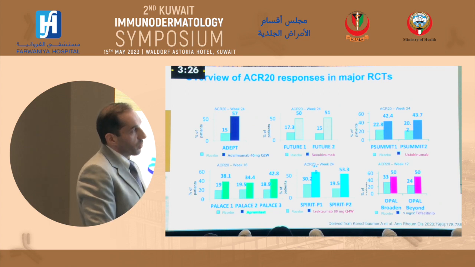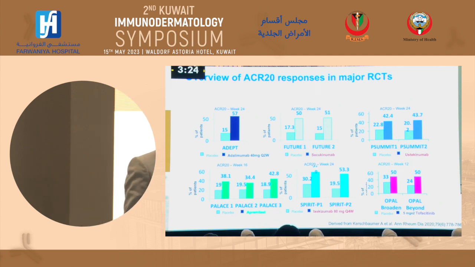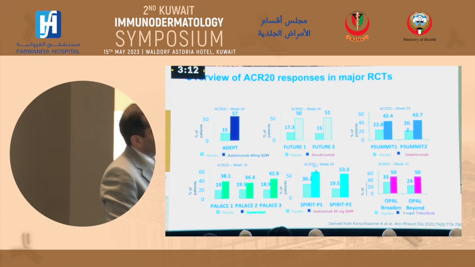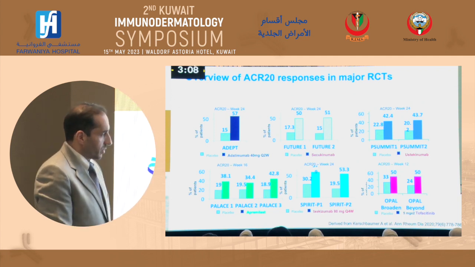Next one, you're seeing FUTURE 1 and FUTURE 2, where we use secukinumab versus placebo. As a rheumatologist, we start with 150 milligram secukinumab with a loading dose and every 4 weeks, and you're seeing the number there. And then moving on the other side is the Stelara for the PSUMMIT 1 and PSUMMIT 2, and you see the number of ACR20.